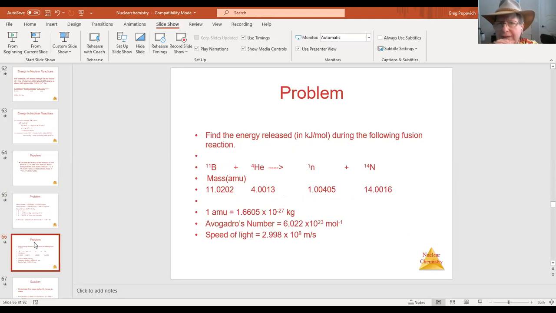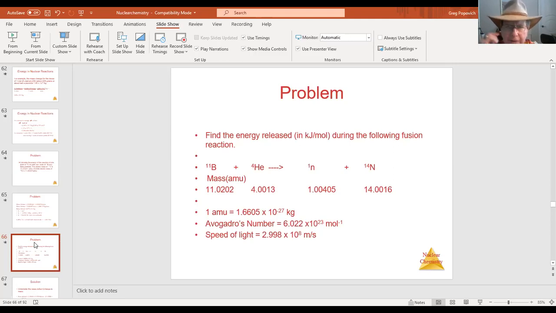Find the energy released in kilojoules per mole during the following fusion reaction. Fusion is when you put 2 atoms together and make a bigger one. Decay is when you take an atom and make it into smaller ones. So I've got the AMUs of boron 11 and helium, the mass of a neutron, and nitrogen 14.